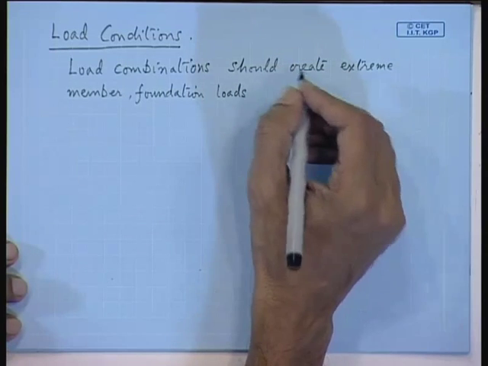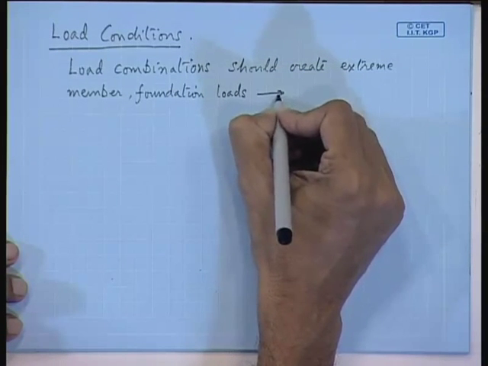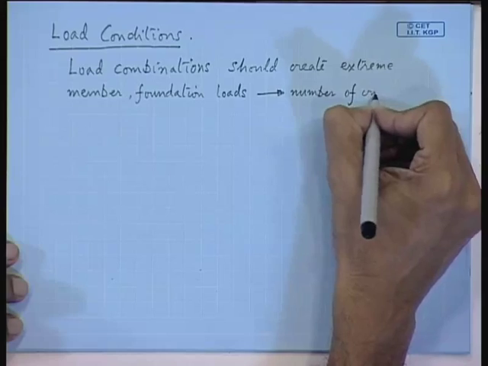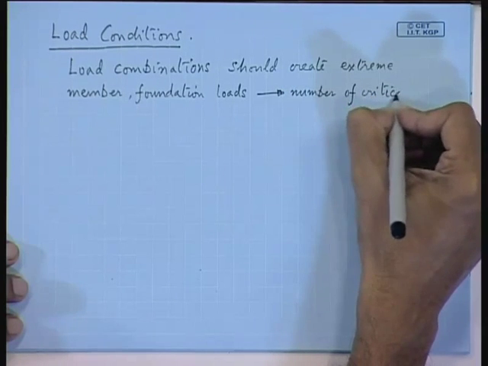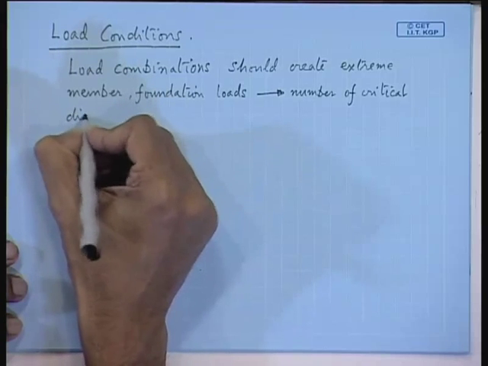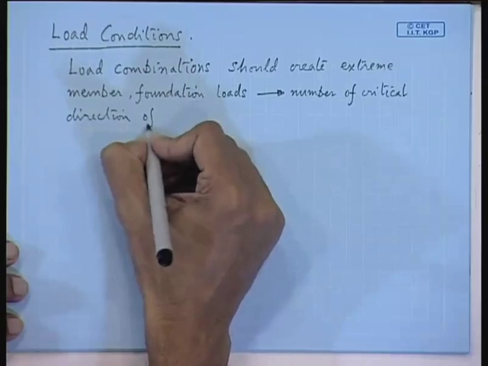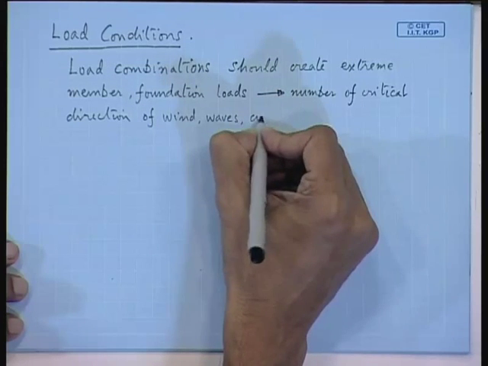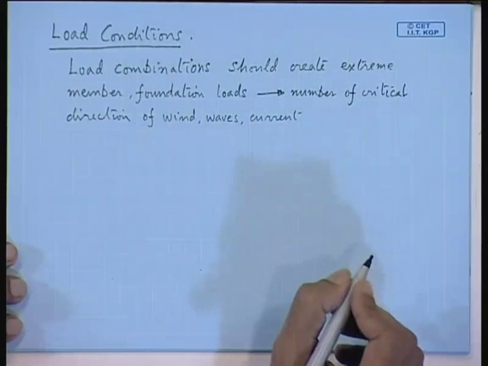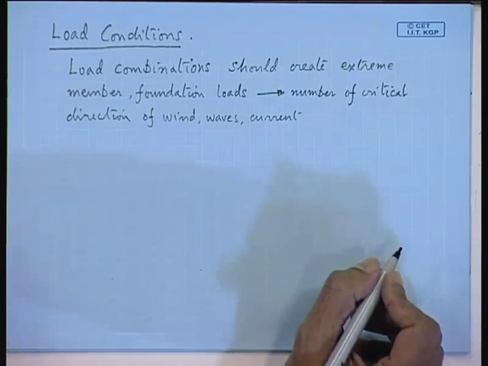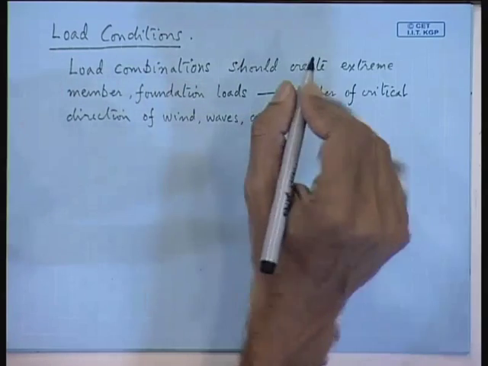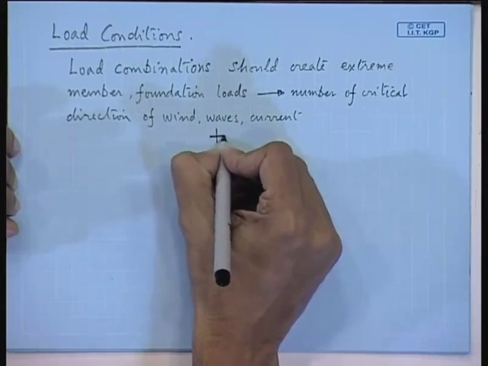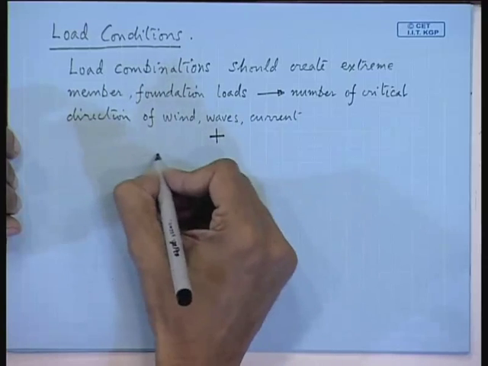Now this is done from a number of critical directions of wind, waves, current. Find out the worst case scenario. Now this is so far as the environmental loads. The other is you have to superimpose, plus what? Live loads, deck loads.